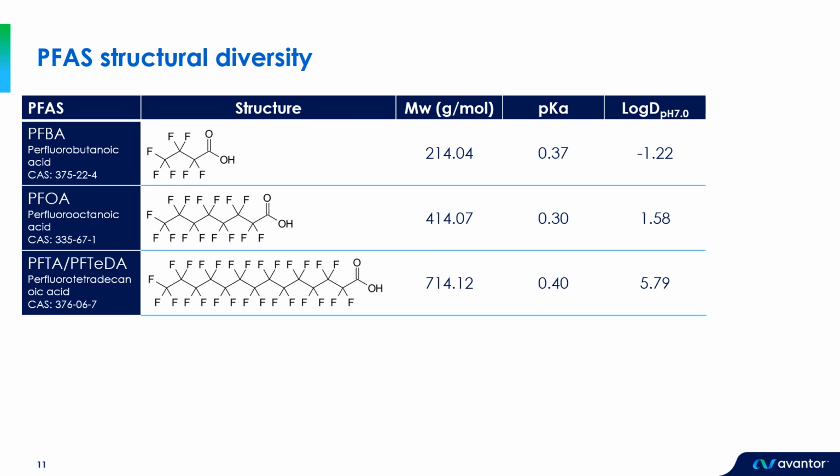The first thing to note is their pKa values. These are acidic compounds, so under practical mobile phase pH conditions, these will exist in the negatively charged form, which is great for our negative mode mass spec detection. If we now look at the log D values, these are a measure of the hydrophobicity at pH 7. We can see that PFBA has a negative value, but the majority will have a significant degree of hydrophobicity.